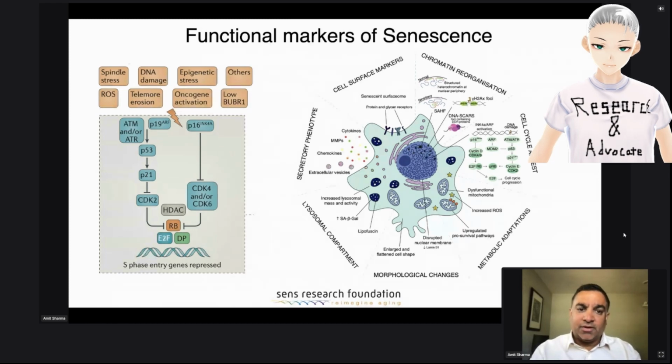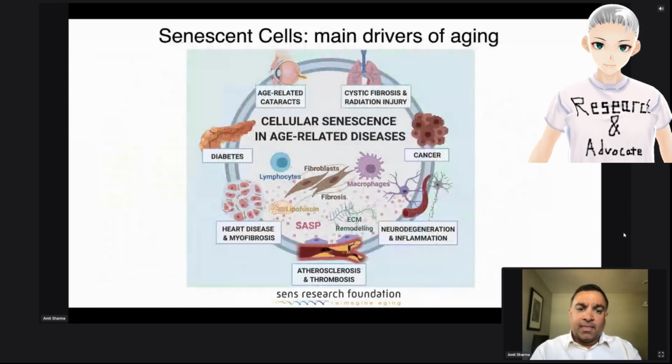Propagate the signal, or damaging signal, to neighboring cells and other cells in the body, and cause detriment. We now know that senescence is actually involved in lots of diseases and disorders. So understanding the basic biology of senescence and finding ways to target them effectively can be useful in treating not only aging, but a lot of age-related diseases and disorders.